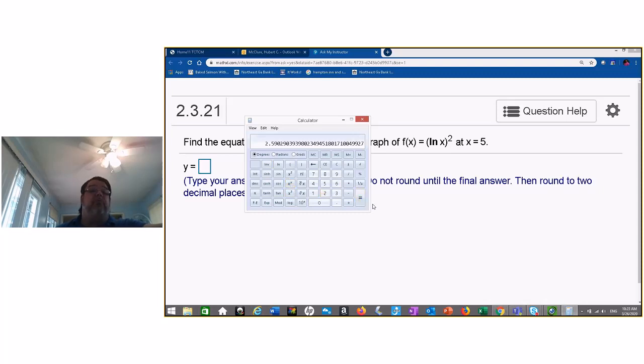Equals. Did y'all get 2.59? I don't trust that. I'm going to use my phone. Y'all check it. Natural log of 5 and raise it to the second power. That's what I got. Okay.